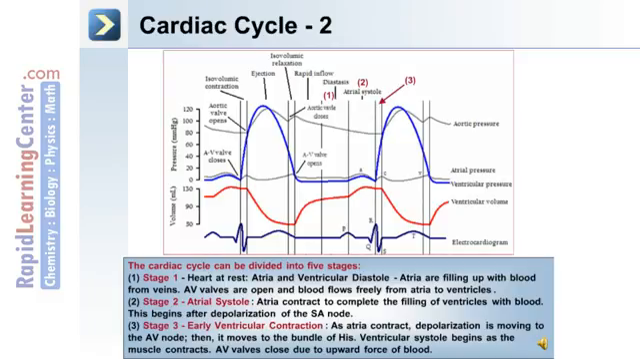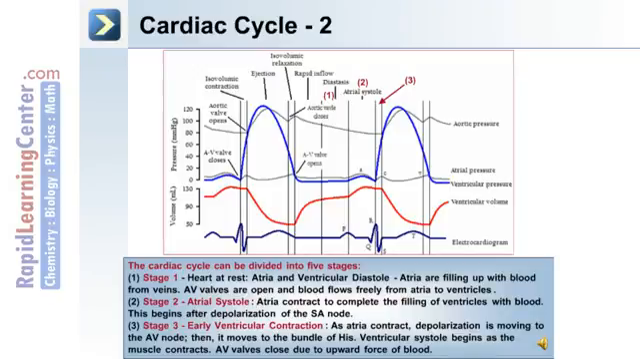The cardiac cycle. The cardiac cycle can be divided into 5 stages. Stage 1. Heart at rest. Atrial and ventricular diastole. Atria are filling up with blood from the veins. The atrioventricular or AV valves are open and blood flows freely from the atria to the ventricles.